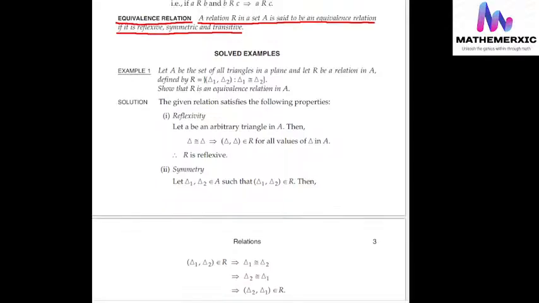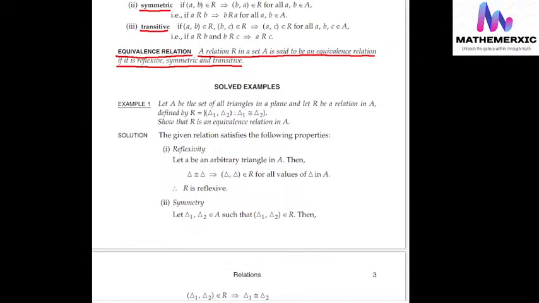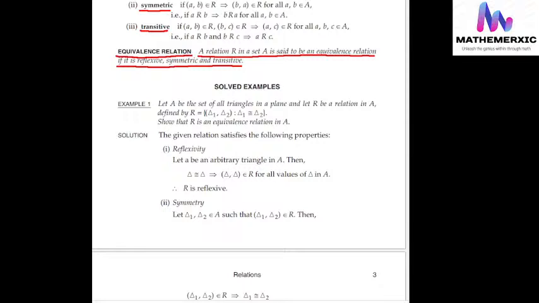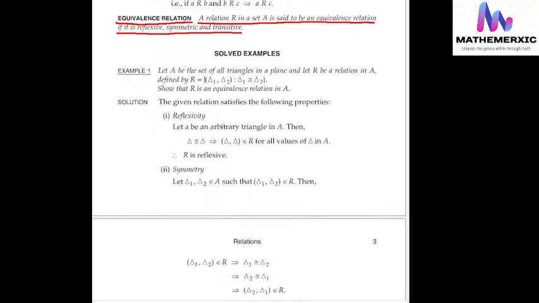So for equivalence relation, as we have seen, we need to check all the types of relations, that is reflexive, symmetric, and transitive. The given relation satisfies the following properties. Reflexivity: let triangle be an arbitrary triangle in A, then triangle is congruent to triangle, which implies that (triangle, triangle) belongs to R for all triangles in A. Therefore R is reflexive in nature.